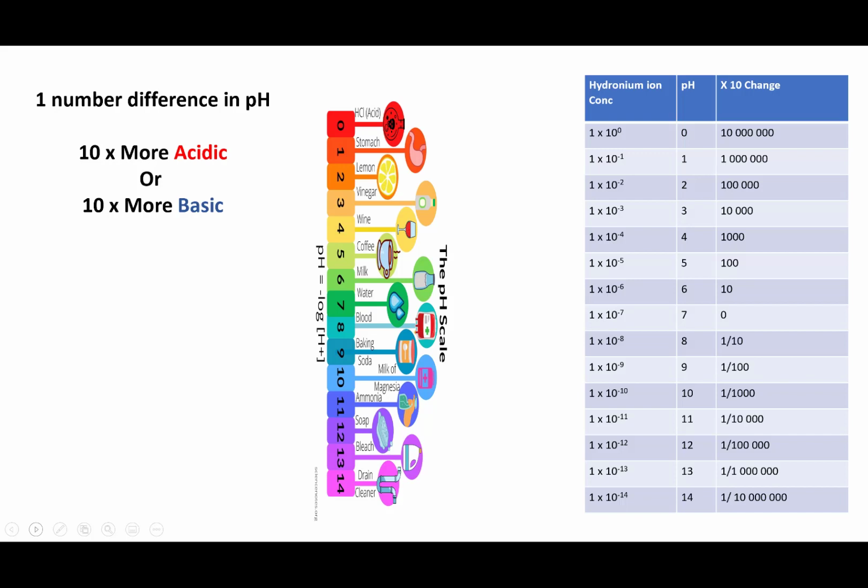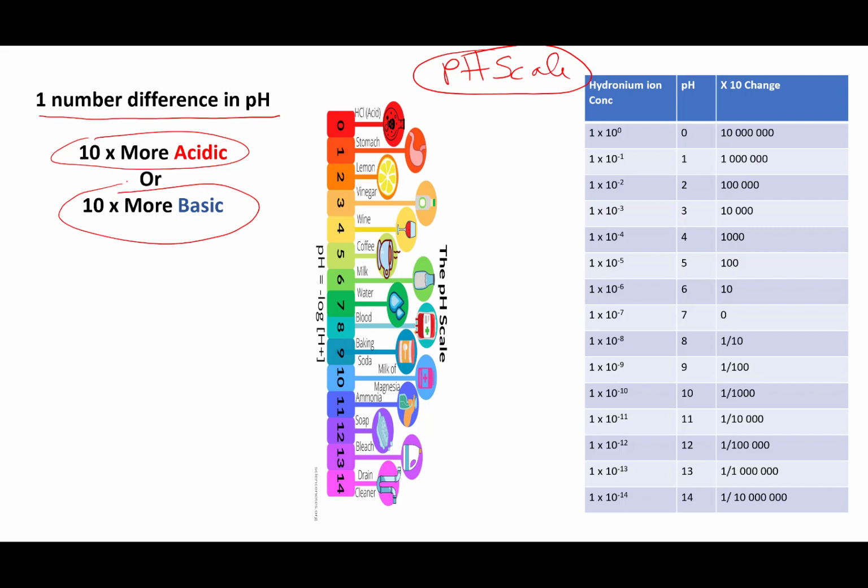Hello, ladies and gents. We've been talking about the pH scale, and we've been talking about the fact that this is a logarithmic scale. So what that means is one number difference in pH makes something 10 times more acidic or 10 times more basic. And I think this chart is kind of handy to take a look at.